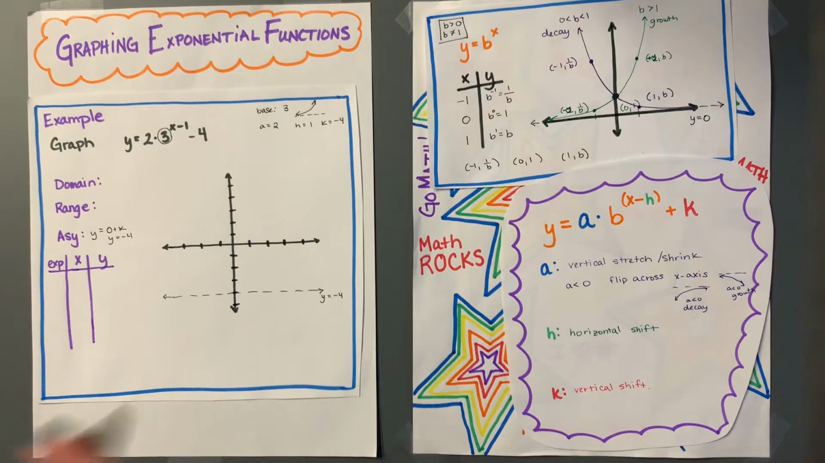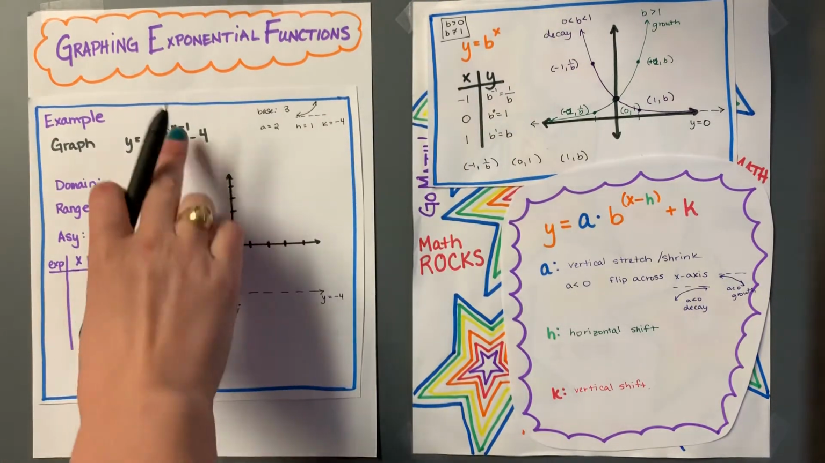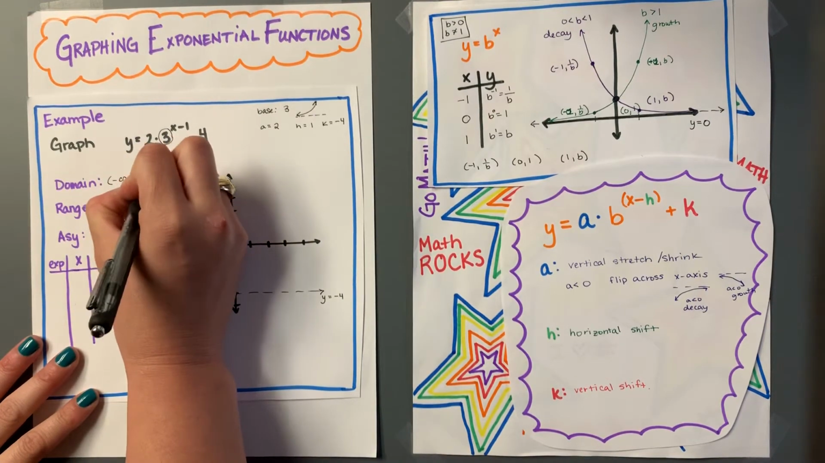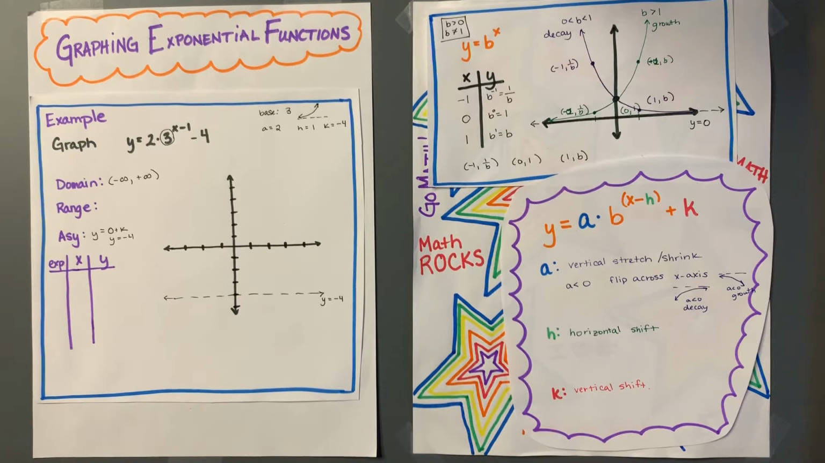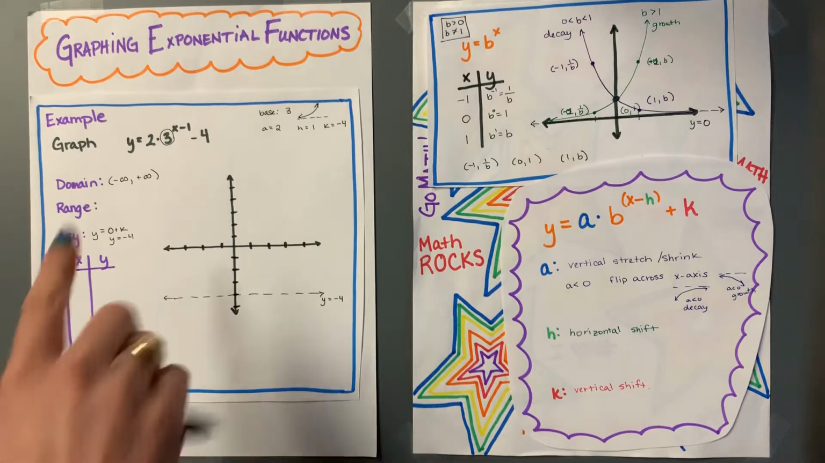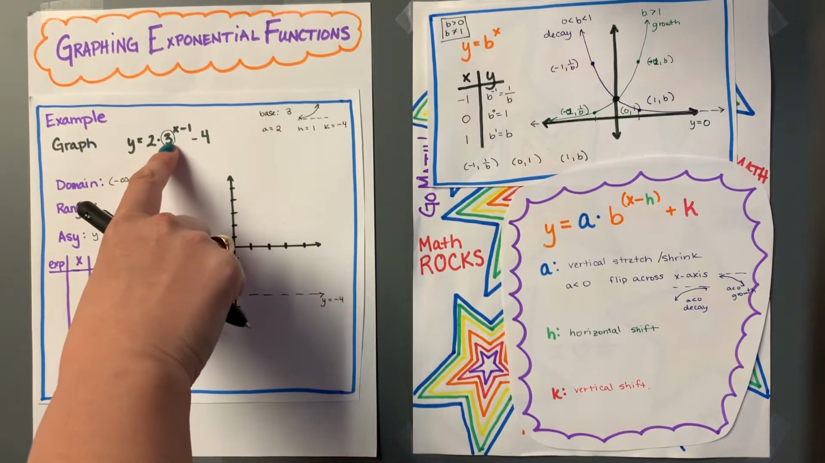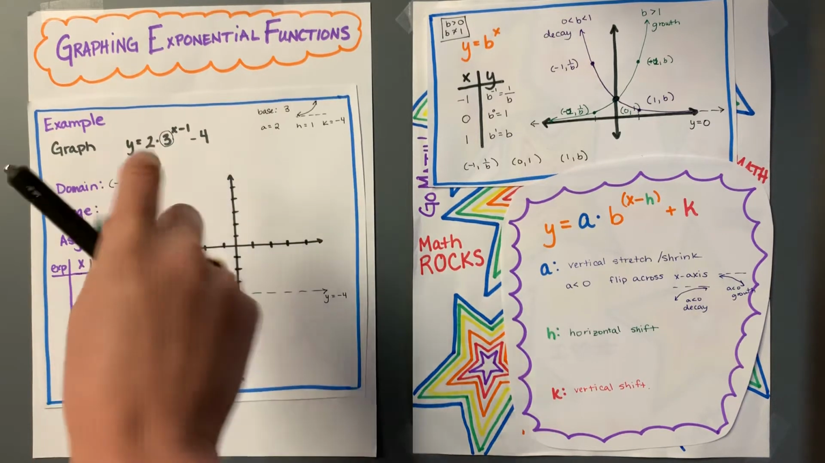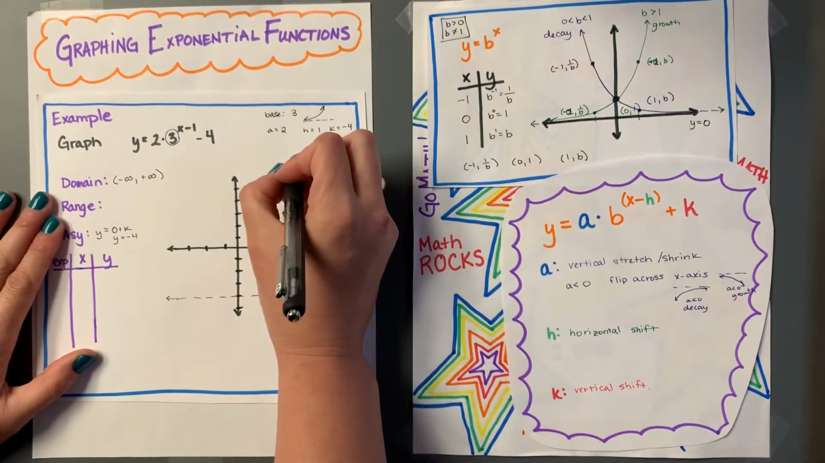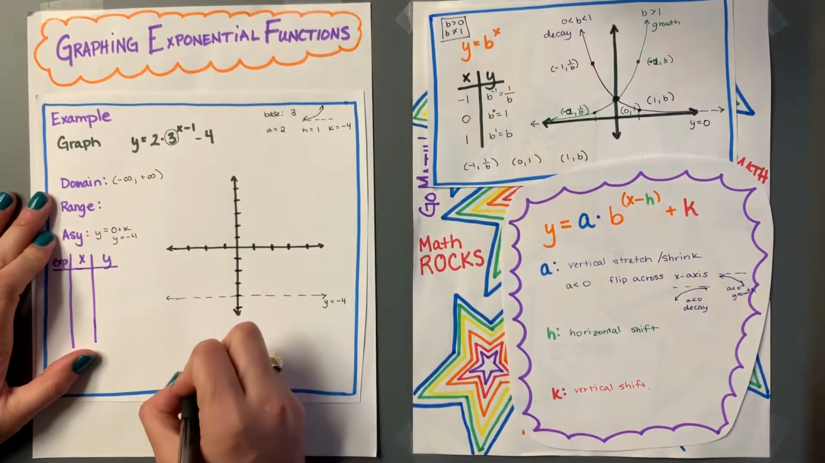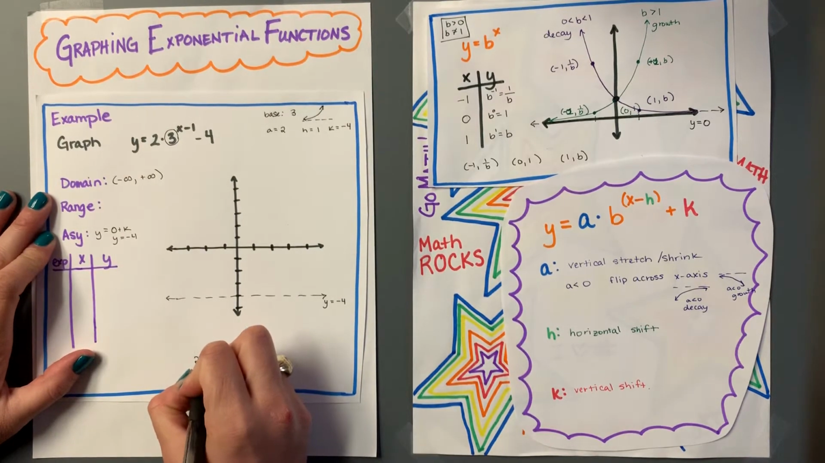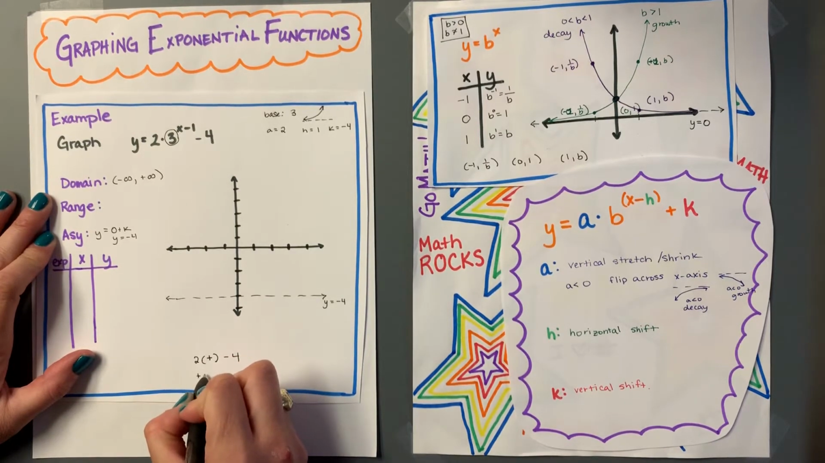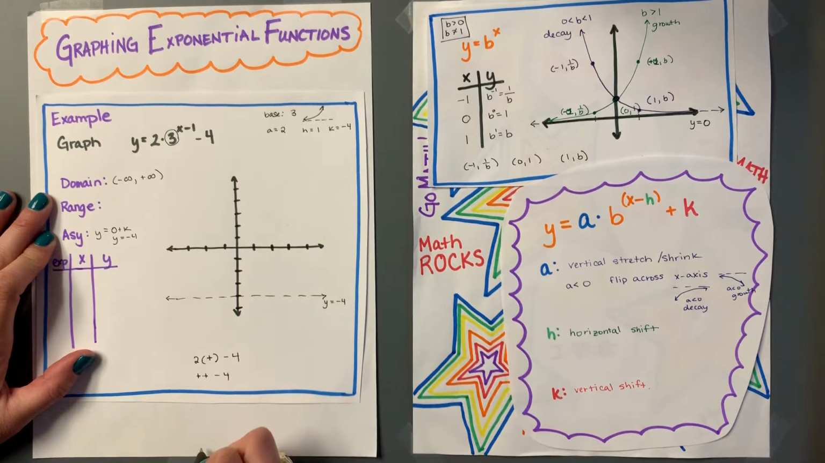So when I'm thinking about the domain of these graphs, there are no restrictions for what I can put in the exponent. So my domain is going to be from negative infinity to positive infinity. And as I'm thinking about the range of this function, this 3 to the exponent will always be a positive number. So I'm going to be looking at 2 times a positive number minus 4.